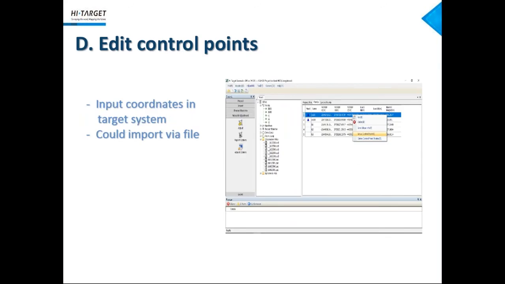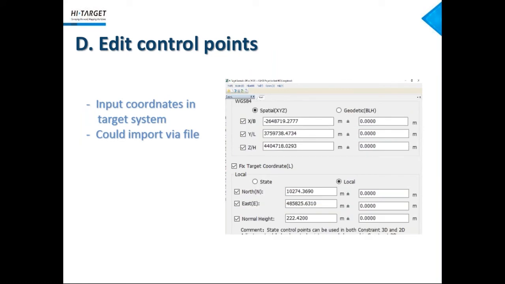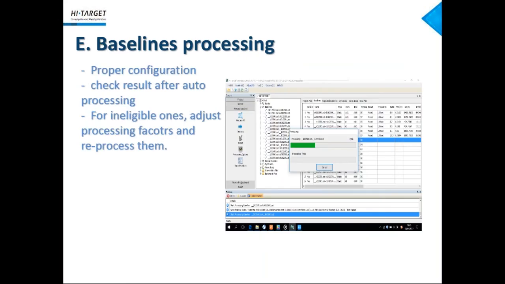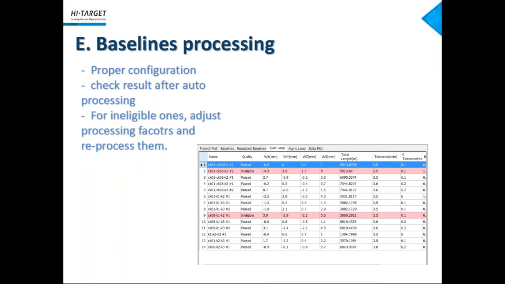Then we specify control points, give coordinates, and apply them. After we have done all the preparation work, we can move to the baseline processing now. After auto processing here, there may be some baselines ineligible, like the pink highlighted ones in this picture. For this case, we need to carefully reset processing parameters of these baselines. Adjust the cutoff angles and resample interval to improve the data we used for processing.